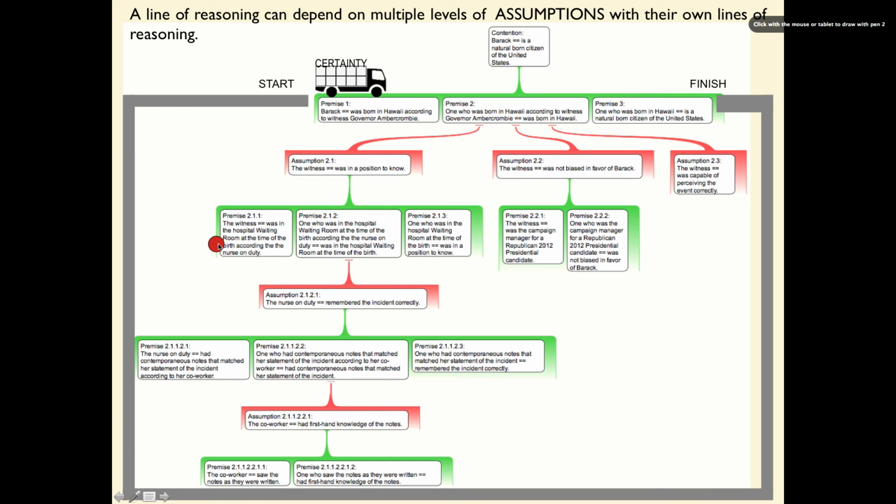But somebody might say, okay, I understand this line of reasoning or this logic bridge, but isn't there an assumption about this premise right here? They might say, well, aren't you assuming that the nurse on duty remembered the incident correctly? And I'd say, well, yes, I am. And they'd say, well, how do you support this assumption? And then I would have to develop, as I've done here, another logic bridge. And as you can see, you get levels of linked premises with assumptions that can have more linked premises. So you can see how complex an argument becomes when you begin to reveal the levels of reasoning that might be contained within them.